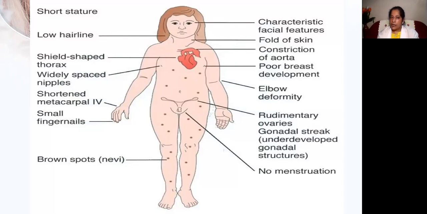Short stature, low hairline, shield-shaped thorax, widely spaced nipples, shortened metacarpal, small fingernails, nevi or spots on the body. It is associated with primary amenorrhea. Rudimentary ovaries, gonads, streak gonads are present. Elbow deformity, poor breast development, coarctation of aorta, webbing of the neck, and some typical facial features.